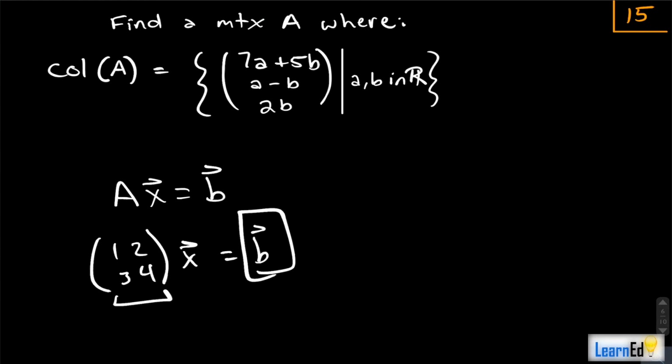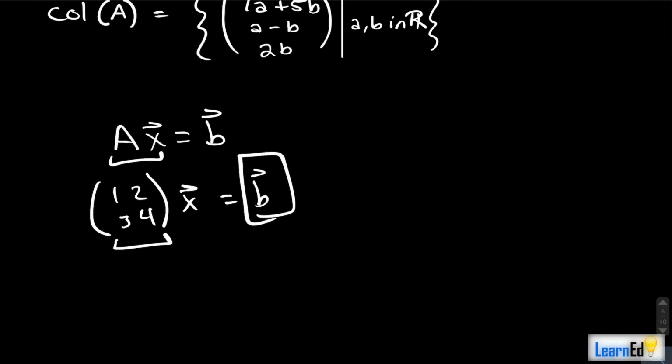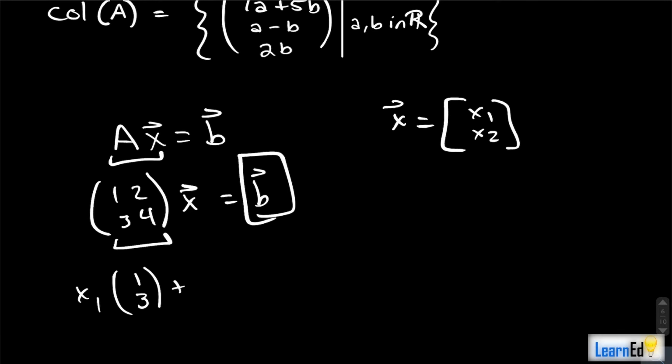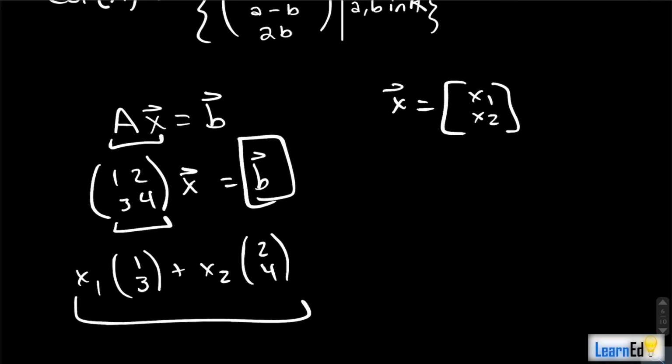Well, when you perform this operation AX, let's say that X is X1, X2, so you get X1 times 1, 3 plus X2 times 2, 4. This is all of the possible linear combinations of these two vectors, because we can put any x in there. That gives us infinite freedom. We can get all of the possible linear combinations.